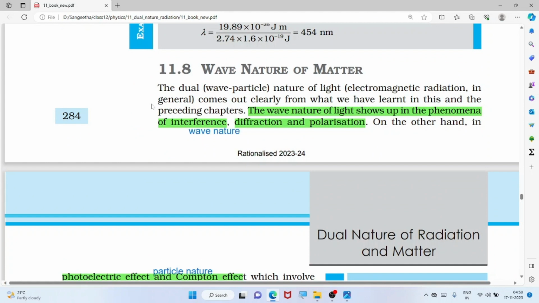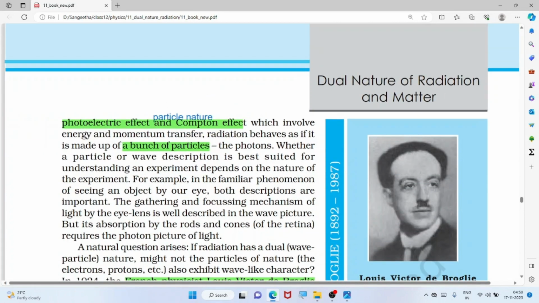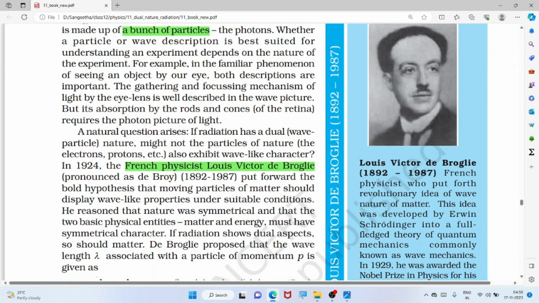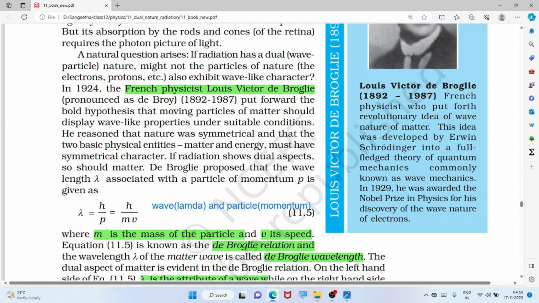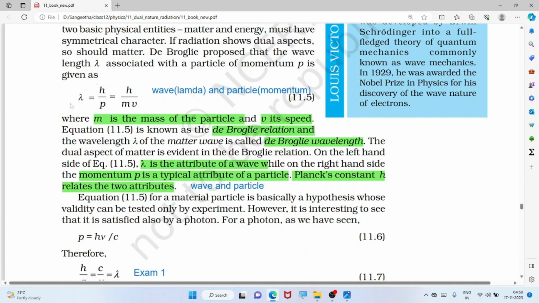Wave nature of matter. These phenomena support the wave nature, whereas the photoelectric effect and the Compton effect support the particle nature of light. De Broglie connected these two natures of light and came out with this formula. So this is the wave nature, lambda. Momentum is the particle nature. He connected both natures of light. So it depends on the experiment whether light is considered a particle or wave.